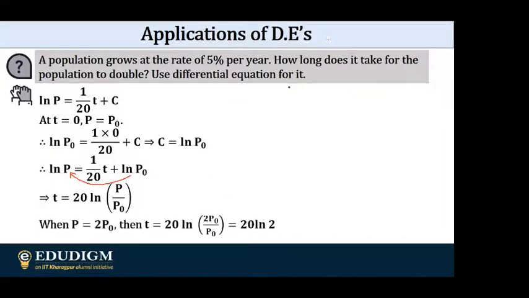Now for the time, I need P equals 2P0 because it's getting doubled up. So what will be t? You put the values, and this is what you're going to have. So the time is 20 ln 2 years. I hope this is okay with all of you. If you still have any doubts, please let me know.